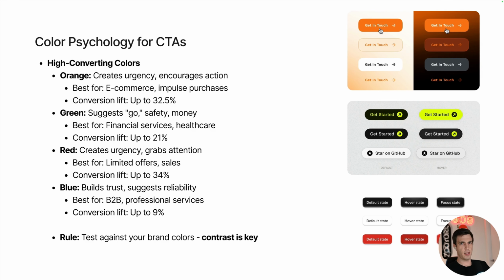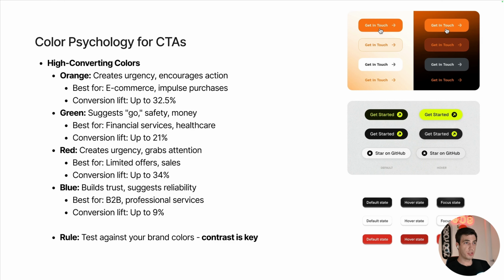So getting into color psychology behind call to actions, different colors are going to appeal to different visitors' emotions. Be sure to consider this when you're designing your website. Orange creates urgency and encourages action. Best for e-commerce and impulse purchases. It can lift your conversions up to 32%. Green suggests safety, but also suggests go. It is seen a lot in financial services and healthcare websites.